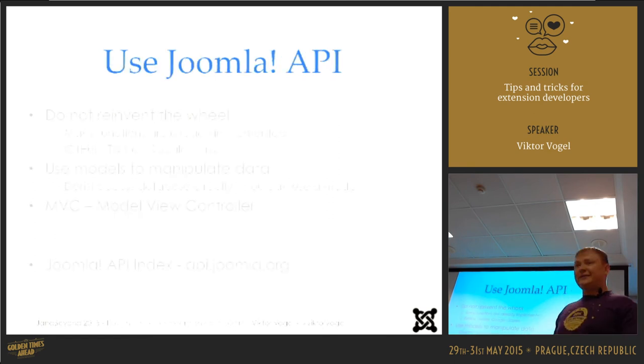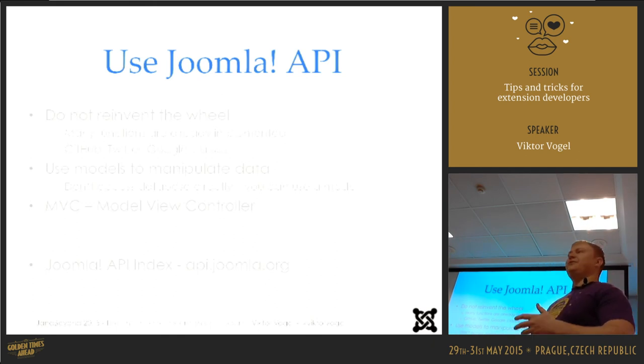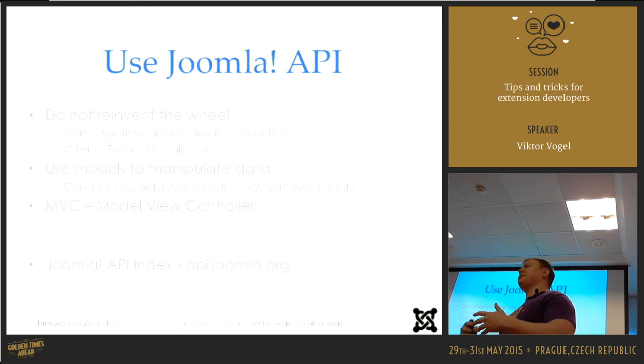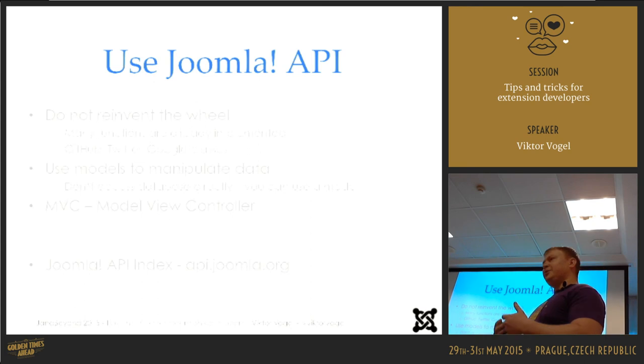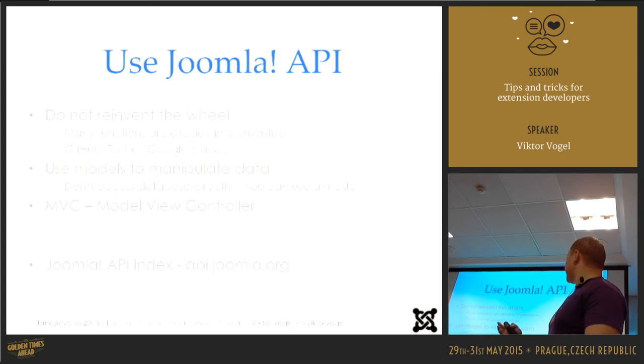The next slide is: use the Joomla API. Do not reinvent the wheel. I see a lot of extensions that, for example, if you need a curl request, just copy and paste the native curl class or the curl functions, and use them. You don't need it because we have a class for it. You can use, for example, JHttpFactory, and you can do your requests.